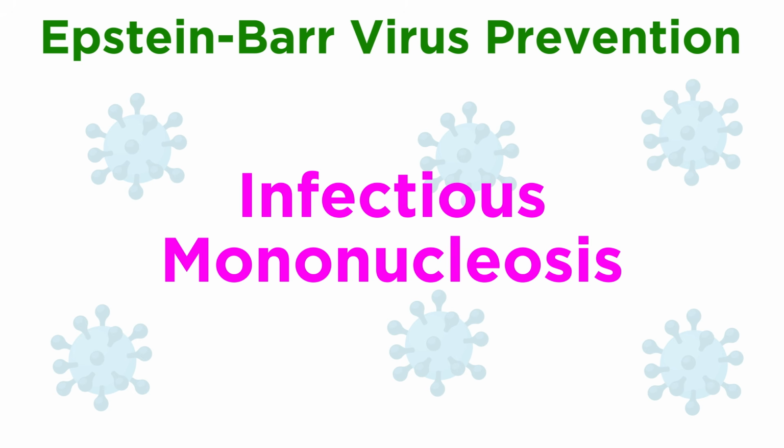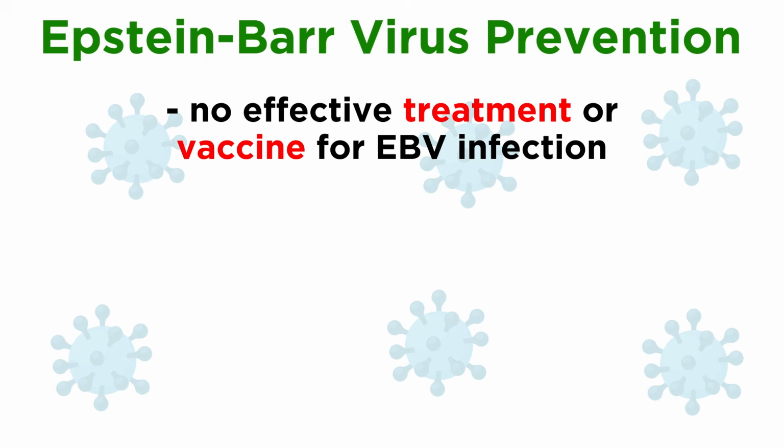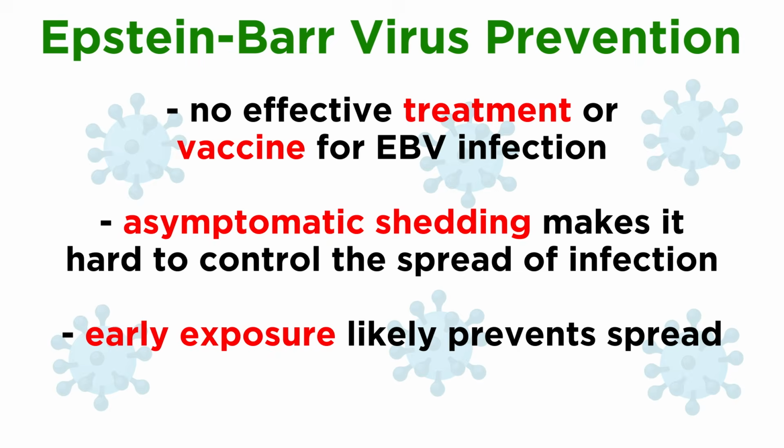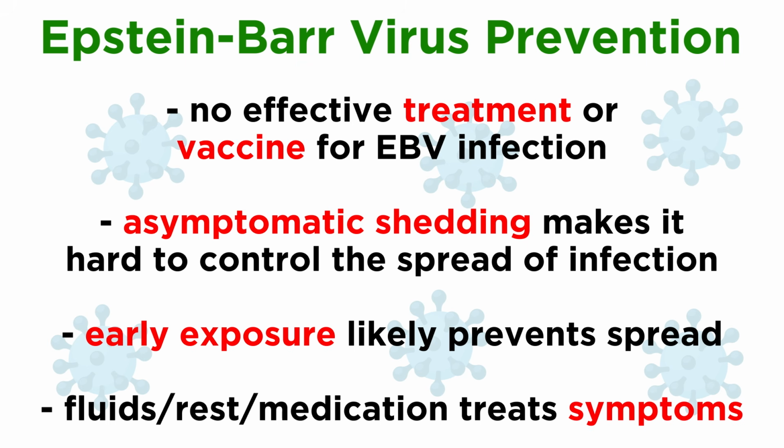When it comes to prevention, let's think about this in terms of infectious mononucleosis. There isn't an effective treatment or vaccine for EBV infection, and since there's high potential for asymptomatic shedding of the virus, it's pretty difficult to control the spread of infection. However, exposure to the virus earlier in life is more likely to prevent the spread of infectious mononucleosis at the very least. Drinking plenty of fluids, getting lots of rest, and taking over-the-counter medication can help treat symptoms of mono.